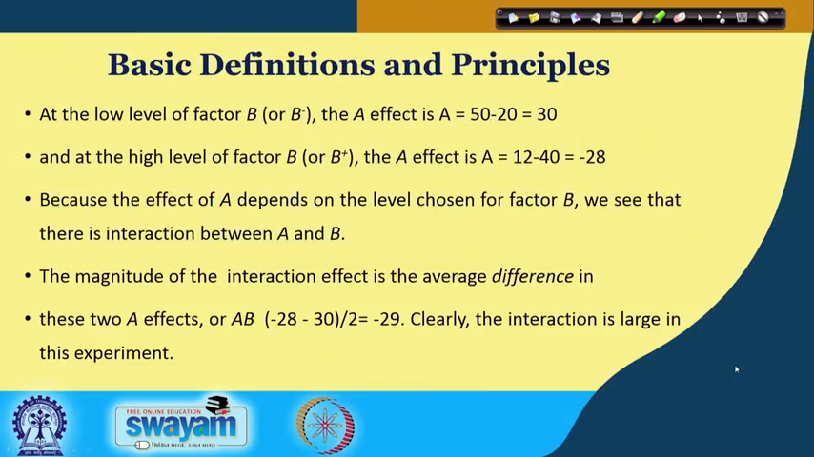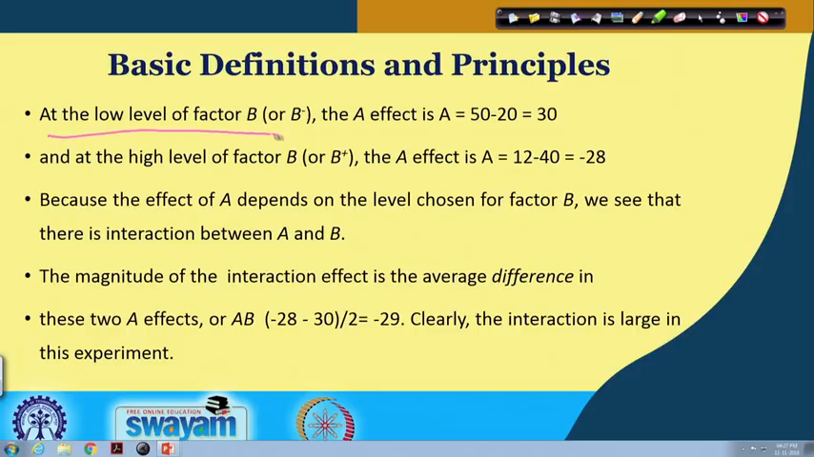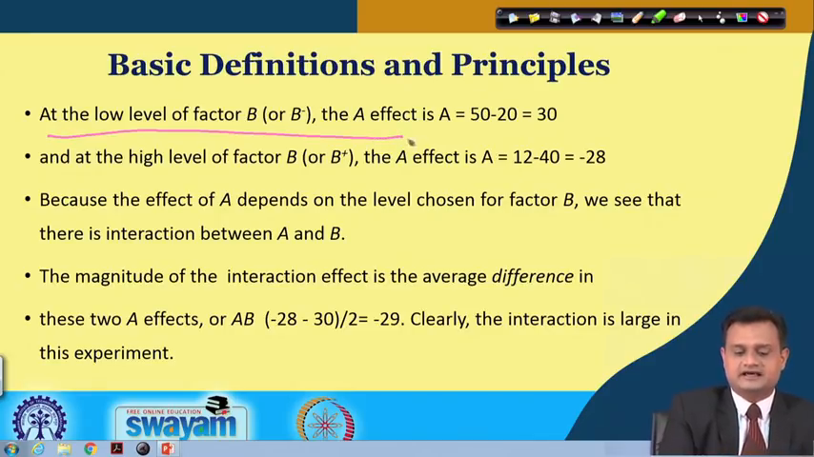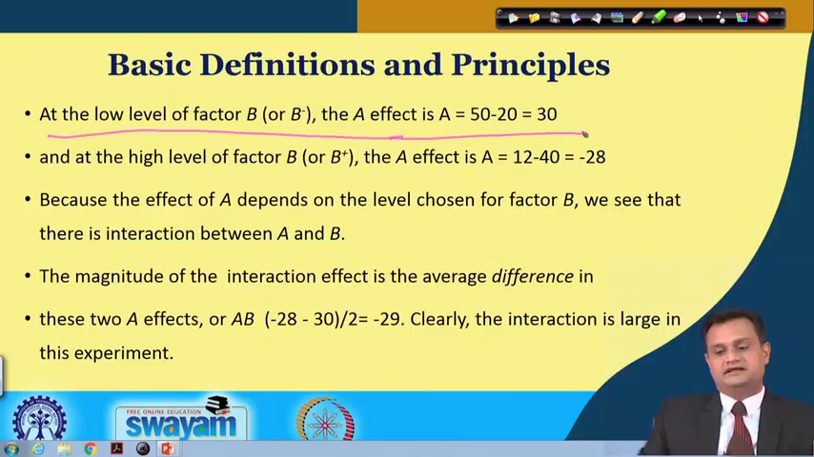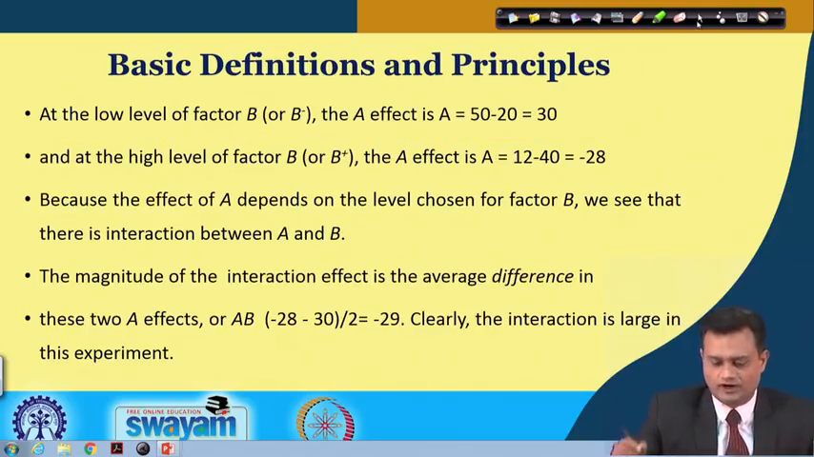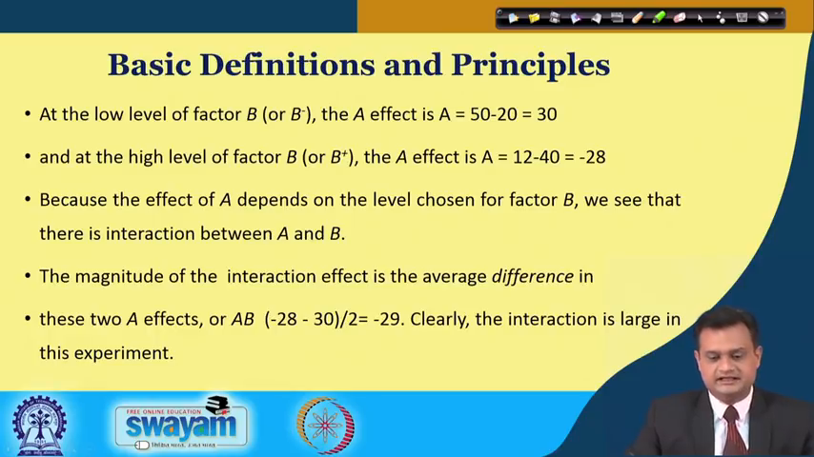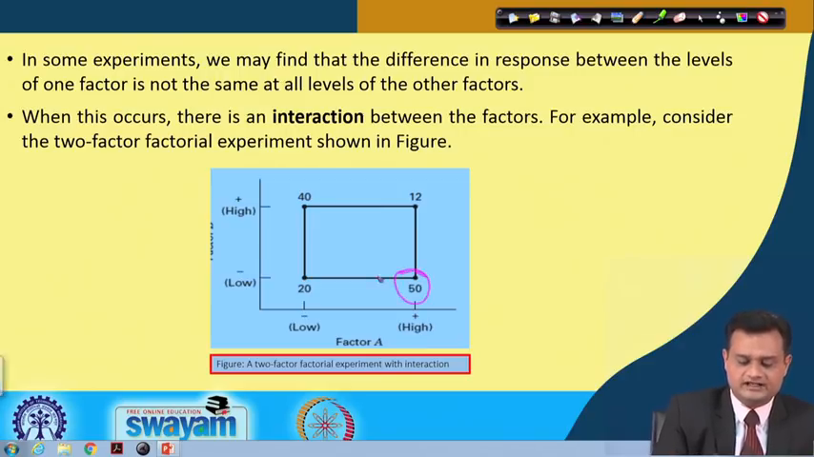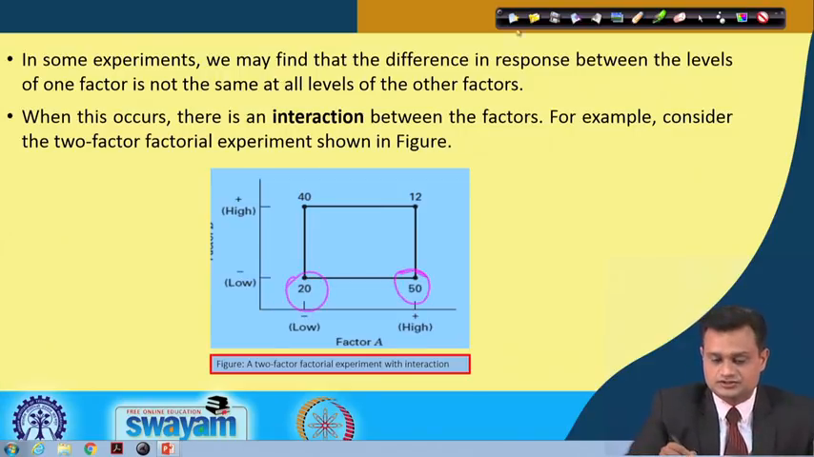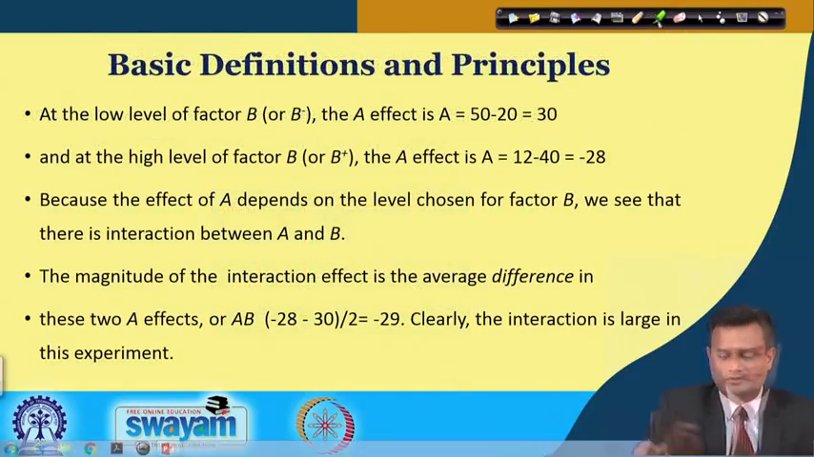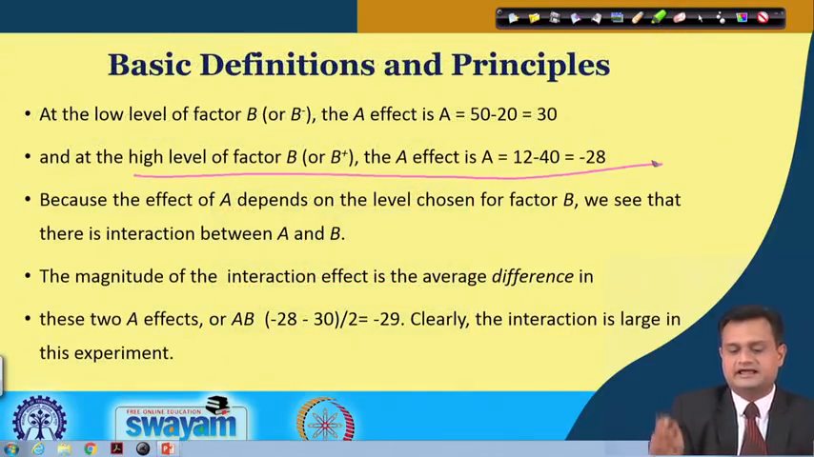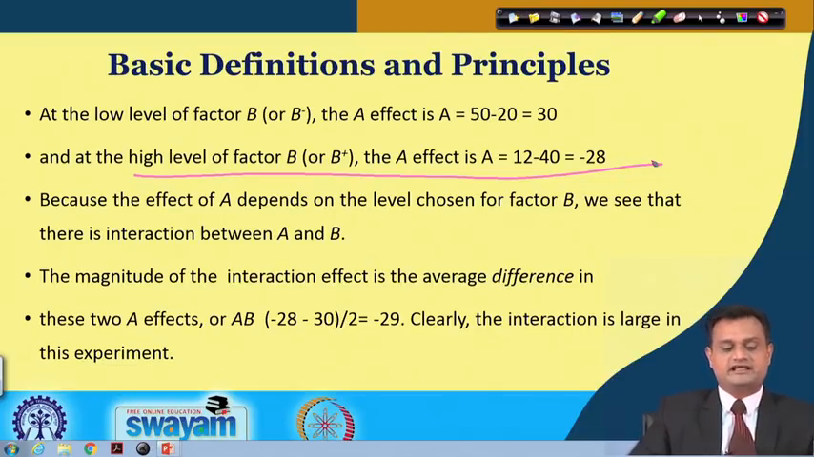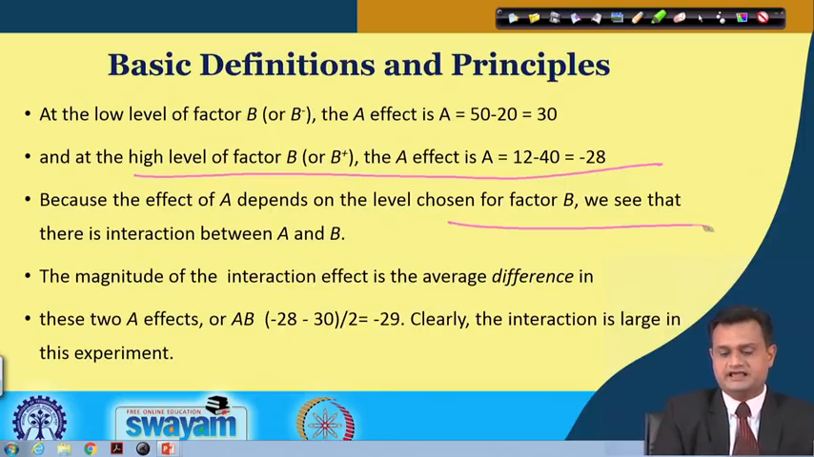Now when you are analyzing such a case, just try to see that at the low level of factor B, that is B minus, the A effect is 50 minus 20, that is 30. So you have this 50 and you have this 20. Same way, at the high level of factor B, B plus, the A effect is 12 minus 40, that is minus 28. So because the effect of A depends on the level chosen for factor B, we see that there is an interaction effect.